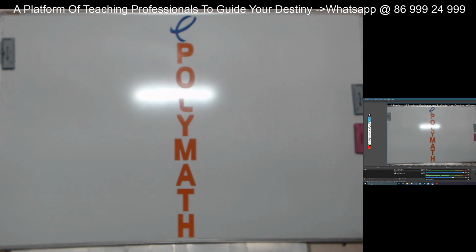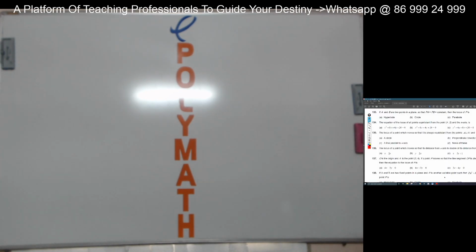There is a little technical problem. Of course, that is done. Now see here. This also we discussed in the previous class. The locus of a point which moves so that it is always equidistant from the points a, 0 and b minus a, 0 is the perpendicular bisector of the line segment AB. That's correct. I hope you remember that.